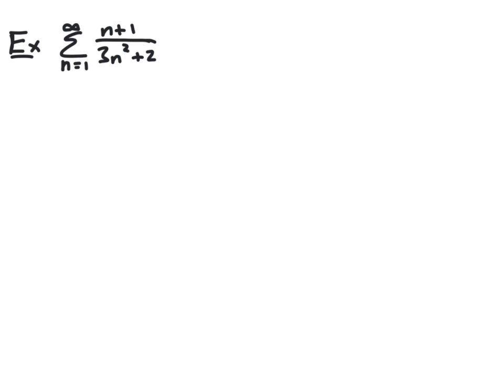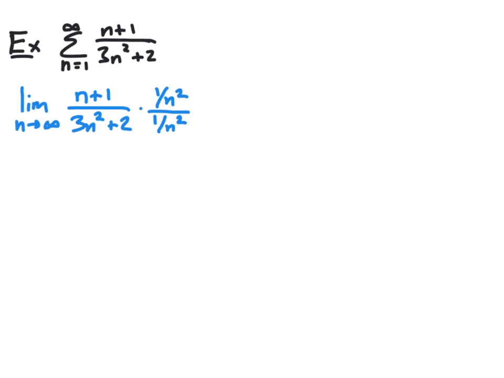For another example, let's consider the series from n equal 1 to infinity of n plus 1 over 3n squared plus 2. Again, in order to check whether the divergence test applies, we need to compute the limit as n approaches infinity of our series term n plus 1 over 3n squared plus 2. Again, we have a rational function here, and so we can multiply by 1 over the largest power of n in the denominator in both numerator and denominator, and so that will be 1 over n squared here.